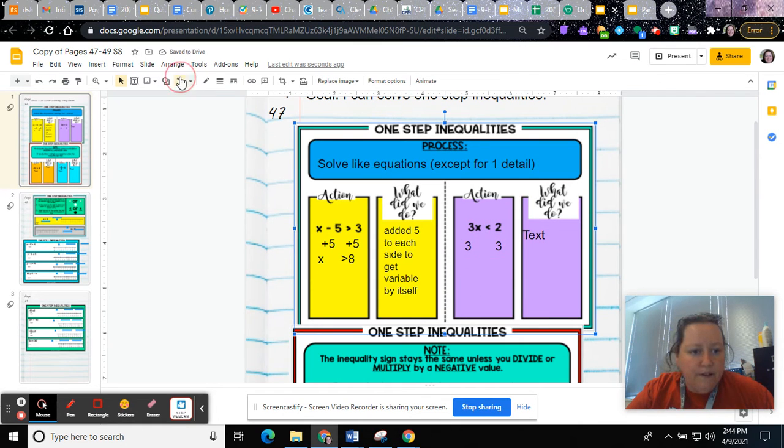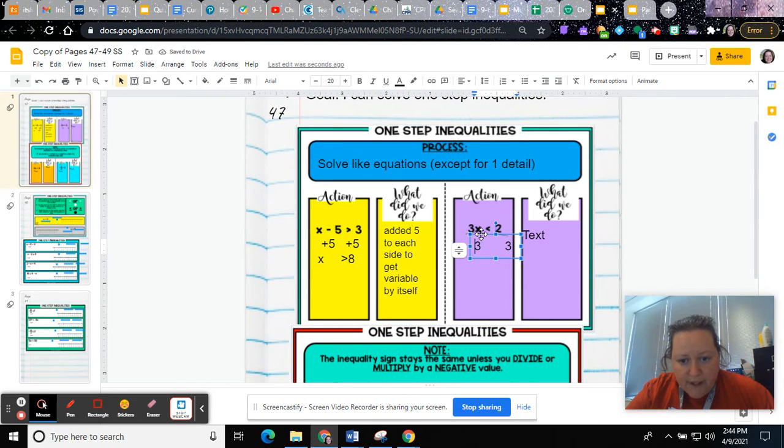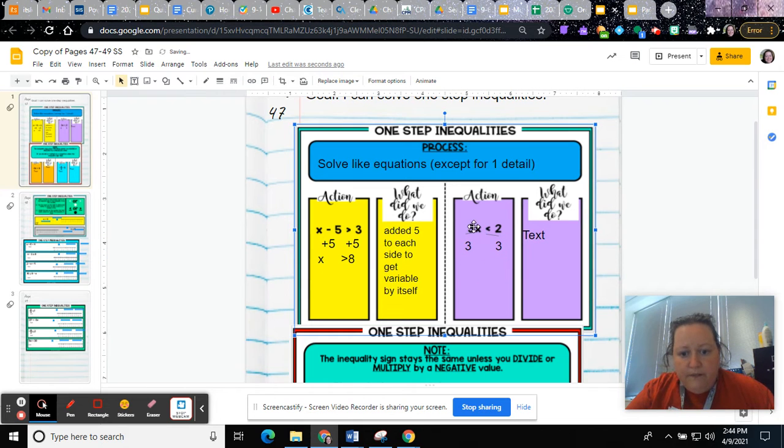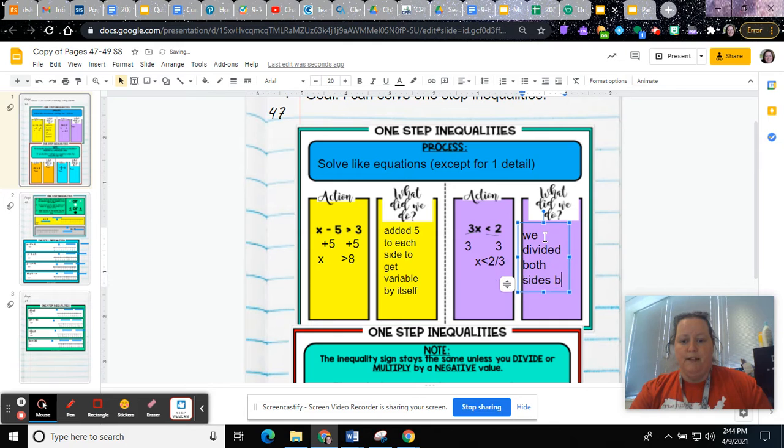And here's what we'll do. We'll draw a line underneath both of those. So 3 divided by 3, and then 2 divided by 3. Now 3 divided by 3 will give us x. So we have x is less than 2 divided by 3. Fractions are okay, so you'd want this one to say x is less than 2/3. So what did we do? We divided both sides by 3.